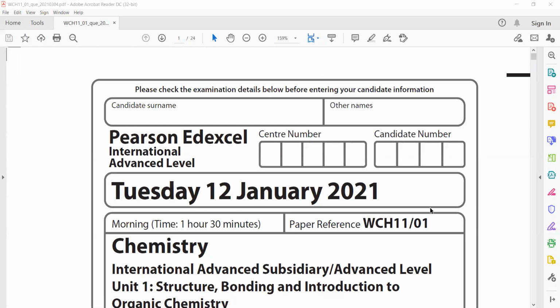Good evening, everyone. This is January 2021 Unit 1 WCH11 of IEL Chemistry. In this session, I'll discuss MCQs. In the next session, I will discuss the structured questions related to this topic.